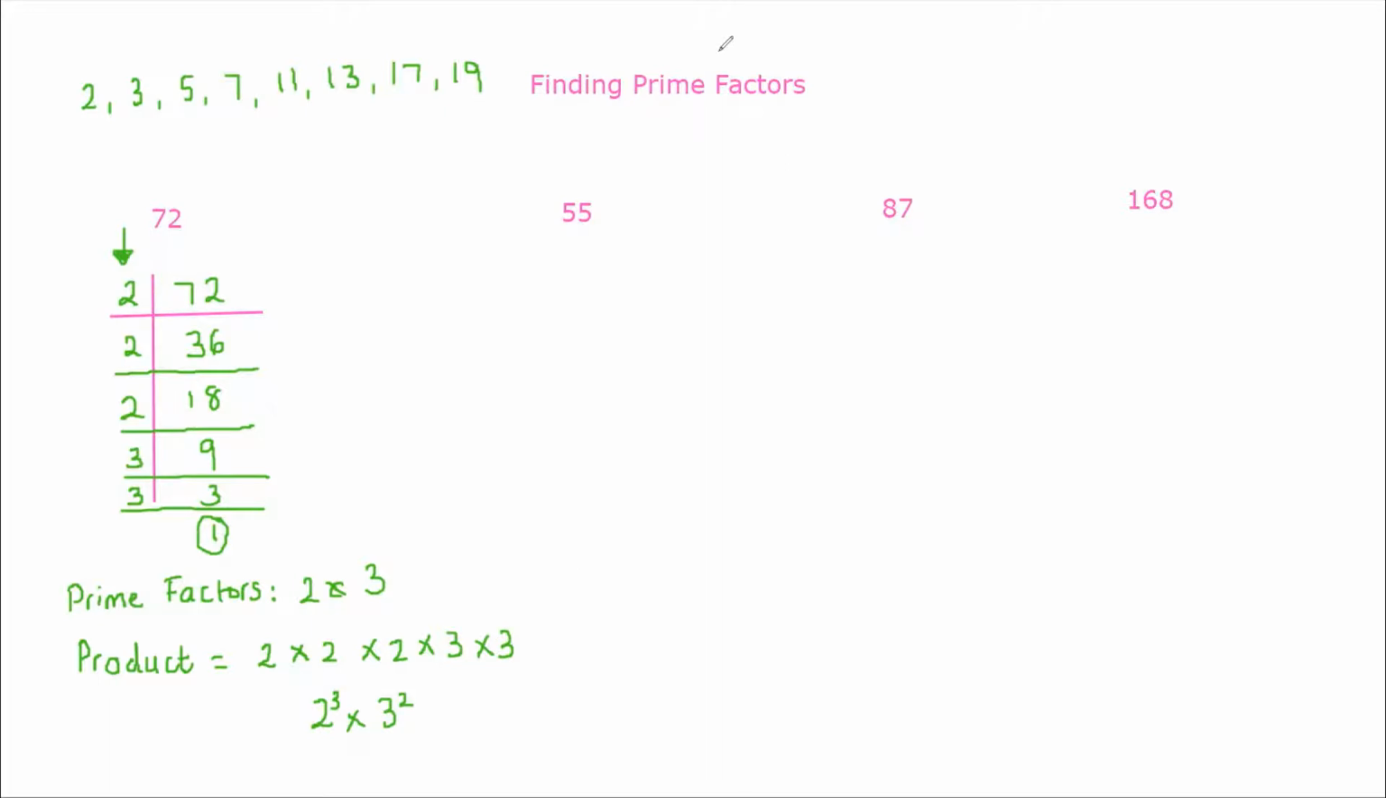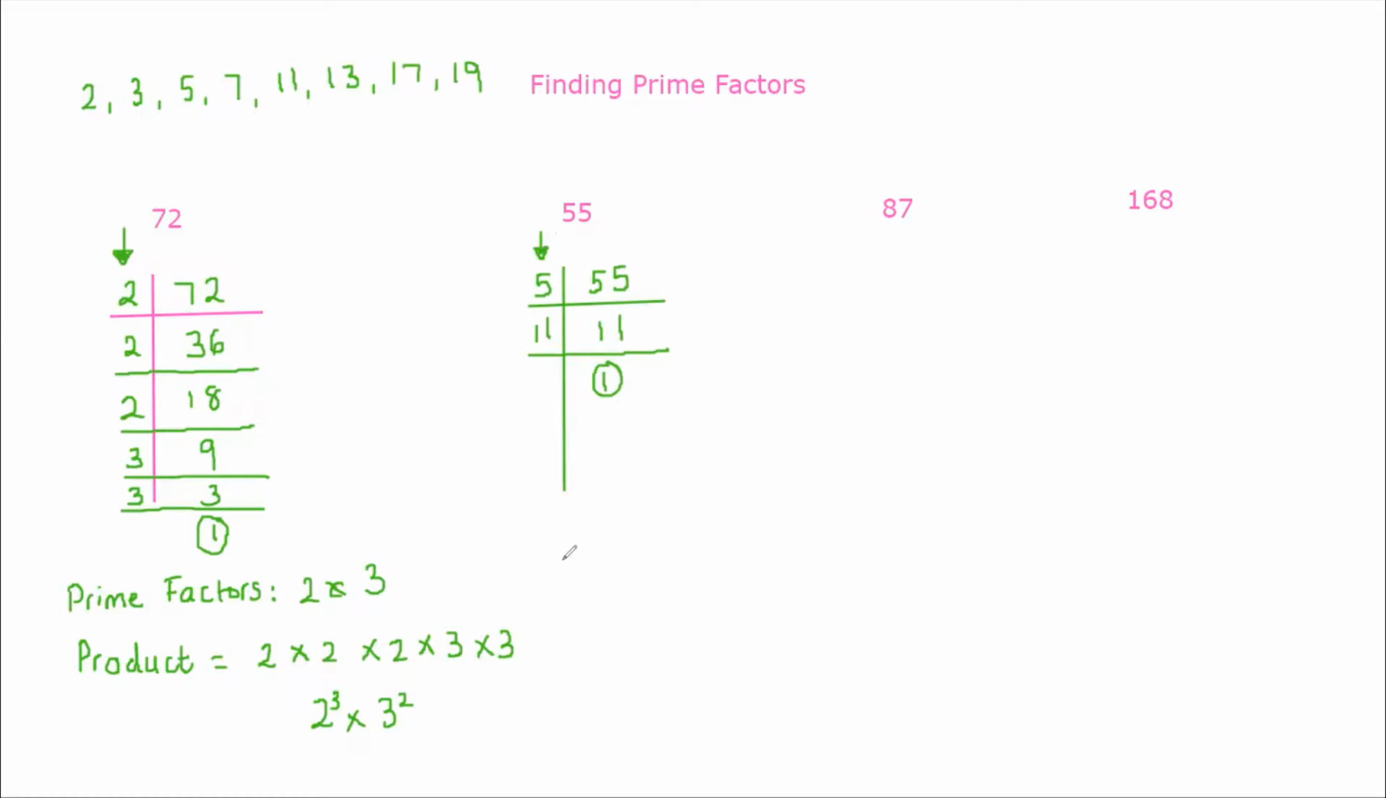So let's go over now and have a look at 55. Again, draw your grid like this, and we're going to fill in 55 at the top. The smallest prime number that will go into 55 would be 5, and 55 divided by 5 will give you 11. Now the smallest prime number that will go into 11 is itself, because 11 is a prime number. So we would divide by 11 and we would end up with 1 here. This means we found all of our prime factors.